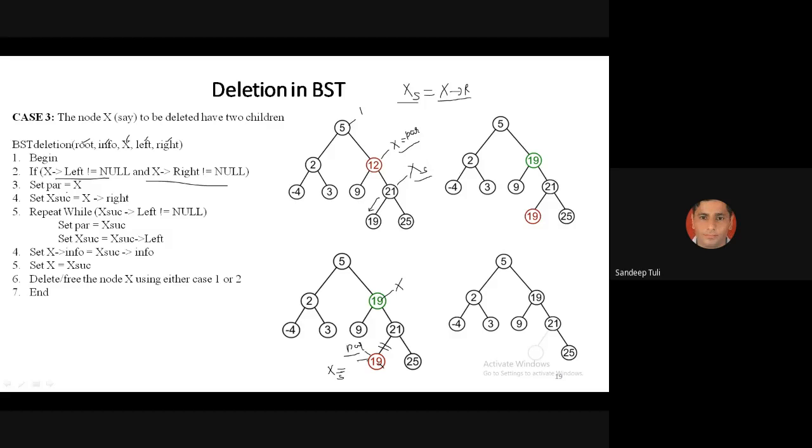Okay, so we are starting with the node x जो हमें delete करनी है, जिसके दोनों pointers null नहीं है, दोनों left और right pointer null नहीं है. So we have made the parent x. जैसे मैंने बताया आपको, हमने parent को क्या बनाया है, x, and x successor को x right बनाया है. Is it okay? That two steps. First of all, we need to start or initiate this way. Now repeat while x successor left is not null. Okay. So 19 पर पहुंचने तक हम इसको मूव कर रहे हैं.